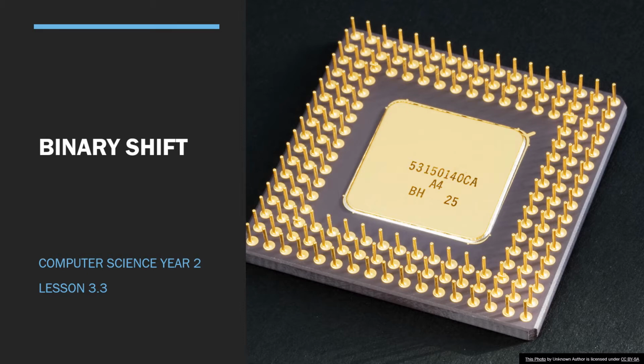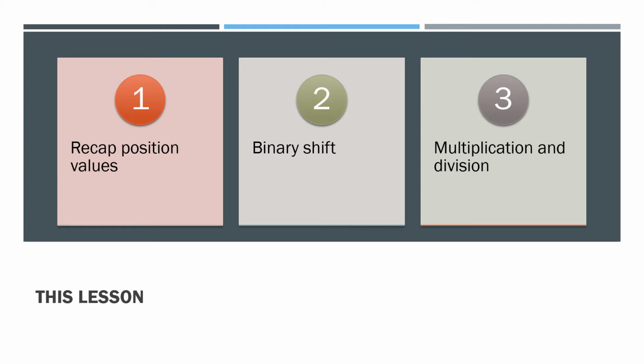In this lesson, we're going to learn about binary shift, which is how many computer processors do multiplication and division. We'll briefly recap the position values, look at what binary shift is, and see how it can be used for multiplication and division.